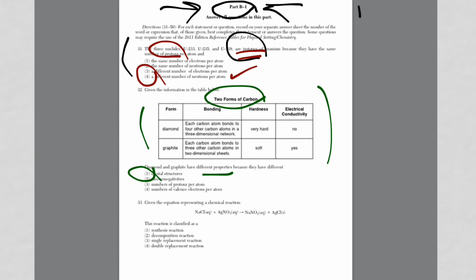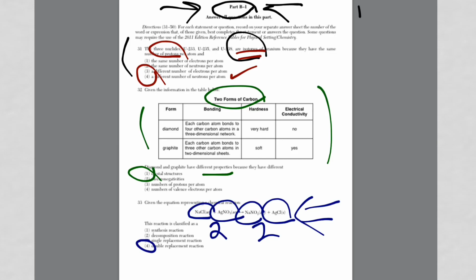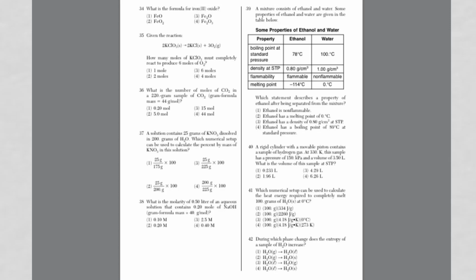Next question, 33. Given the equation represented, the reaction is classified as what? Well, what do we have here? We have a compound and a compound, so two compounds on the left and two compounds on the right. This is known as a double replacement reaction. There is decomposition, synthesis, single replacement, double replacement. You need to be able to look at the pattern and know the difference. And this one, two compounds you start with, two compounds you end with. That's double replacement. Alright, on to the next page.